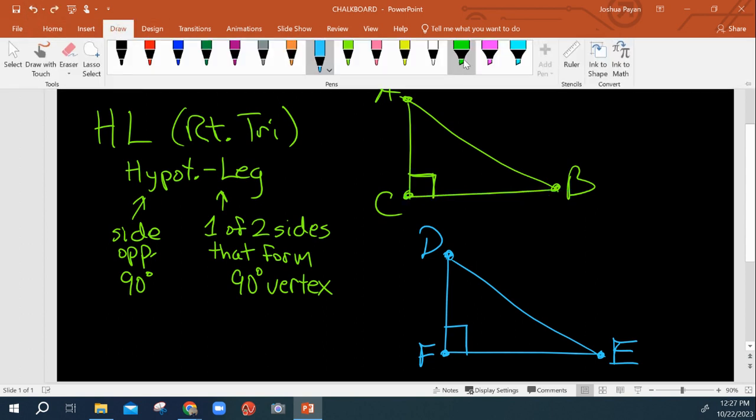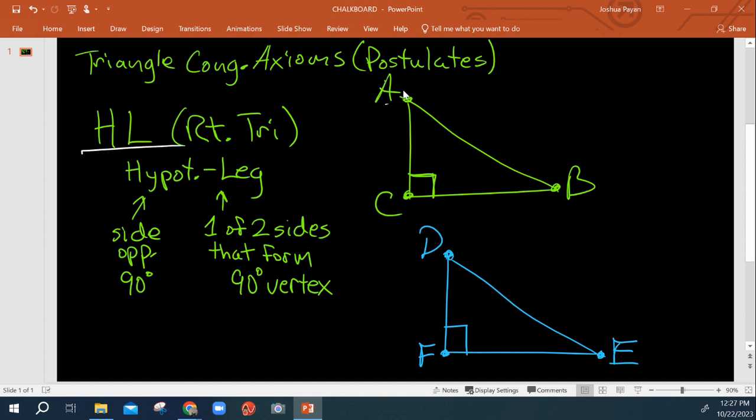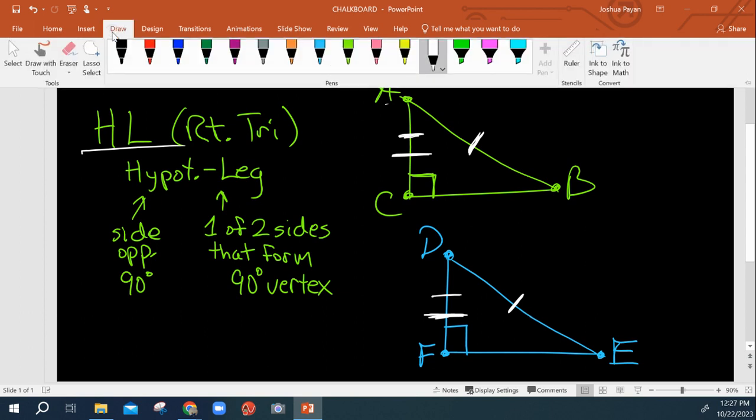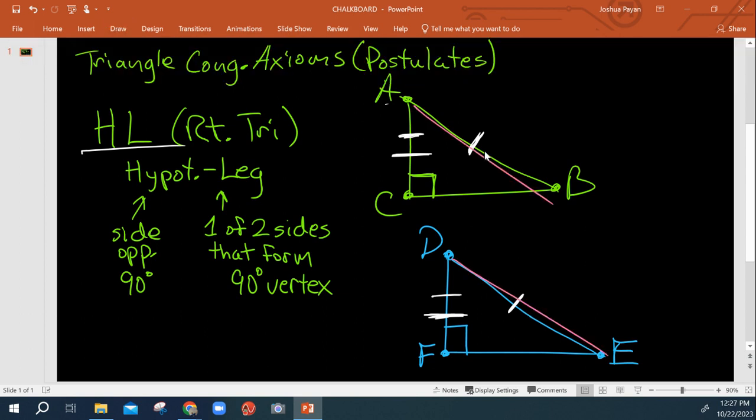Okay, so if this is true, if they have the hypotenuse and a leg in common. So this hypotenuse here, I labeled it with 1 dash, right? So let's say DE also had the 1 dash, and AC is a leg. This leg also had 2 dashes. Well, that means they have a hypotenuse and a leg in common, right? That means that the two triangles have to be, we call it, congruent.